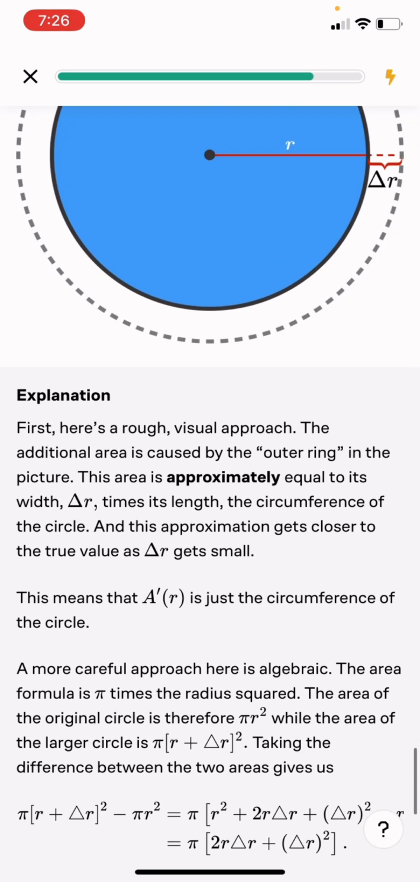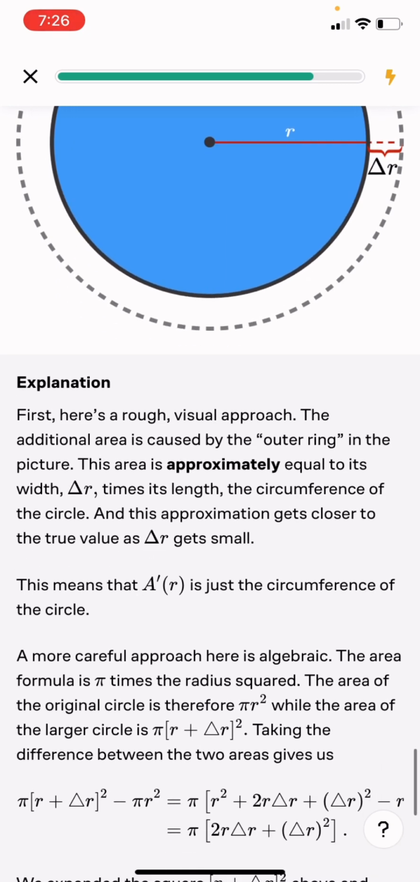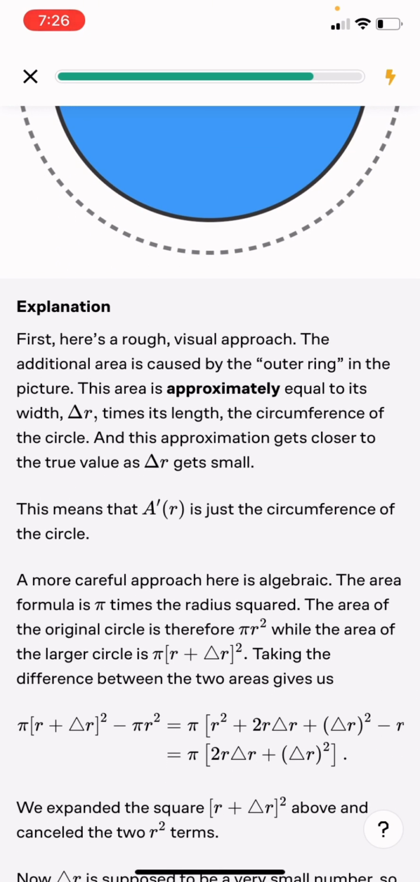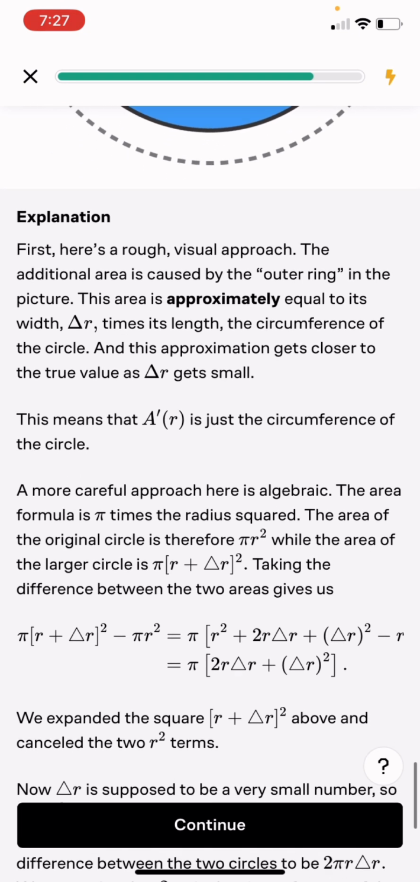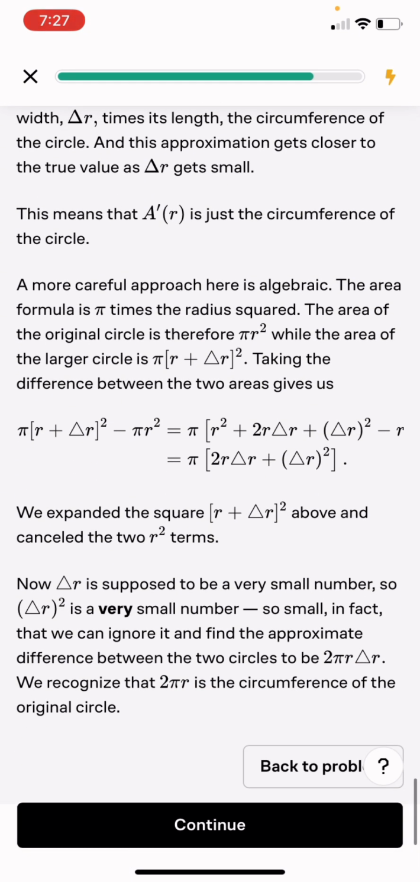A more careful approach here is algebraic. The area formula is pi times the radius squared. The area of the original circle is therefore pi R squared, while the area of the larger circle is pi times R plus delta R, squared. Taking the difference between the two areas gives us pi times 2R delta R plus delta R squared.